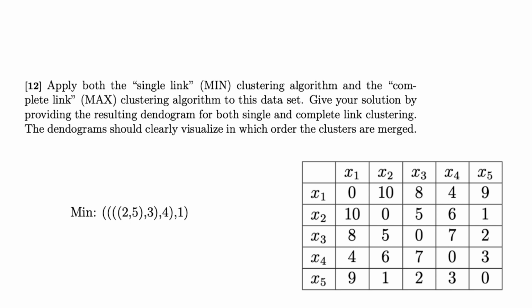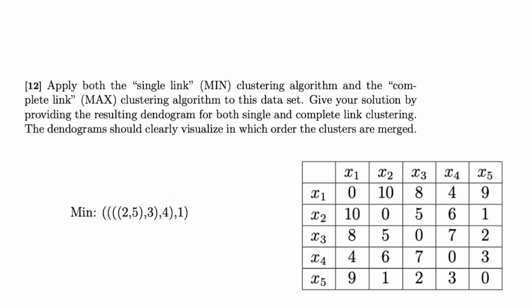C4, C2. C4 has 1 point, so I'm going to have x4. C2 has 2 points, x2 and x5. What is the point between these two that's furthest away from x4? x2 and x5 and x4. Well, x4 and x2 are distance 6, and x4 and x5 are distance 3. So this is the distance I'm going to check.